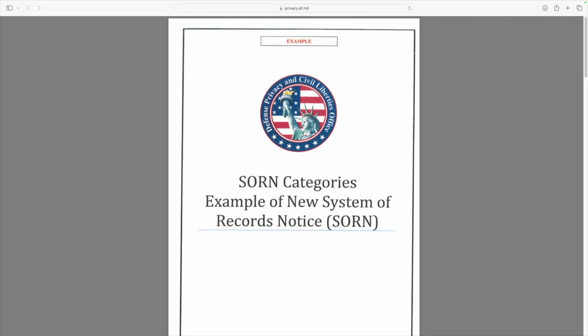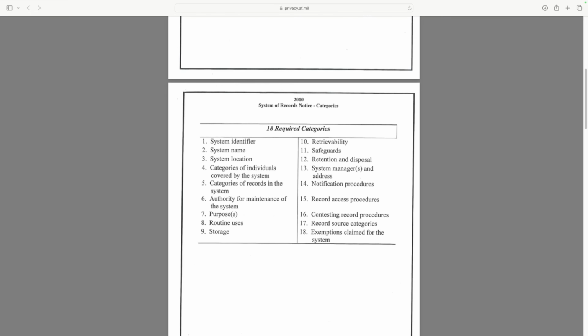All right, now when you see my screen, this is a copy of the SORN. When you look at this, it says that SORN category is an example of a new system of record notice. And when you come through it, I think this is about 5 pages.